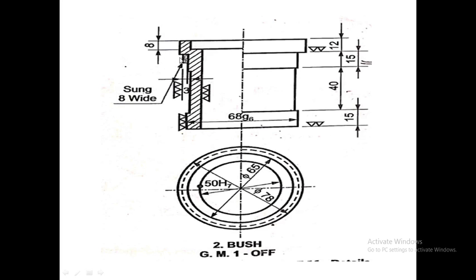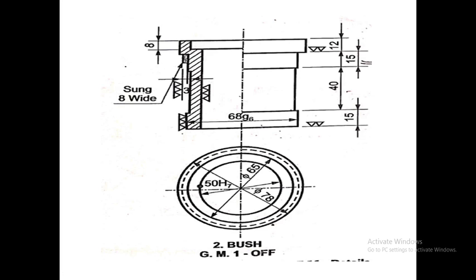Now we can see here a part named snug. Now snug is nothing but a rectangular projection which is present on the bush. It is an integral part of the bush. Now this snug is used to function as a key. Now this snug will get fitted inside the snug hole or the snug recess of the body.